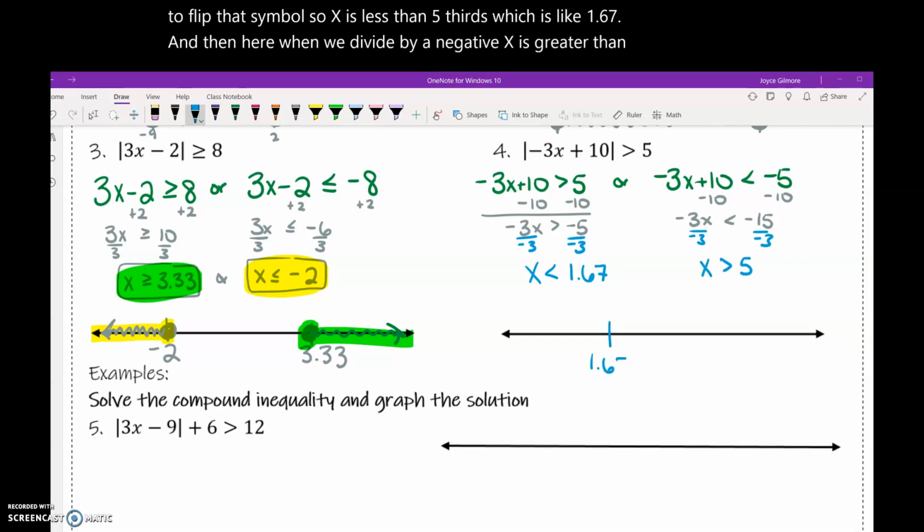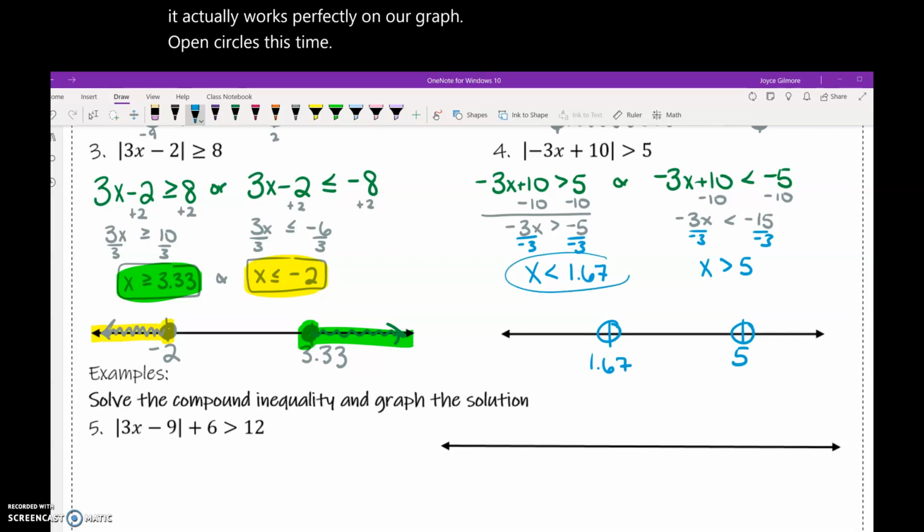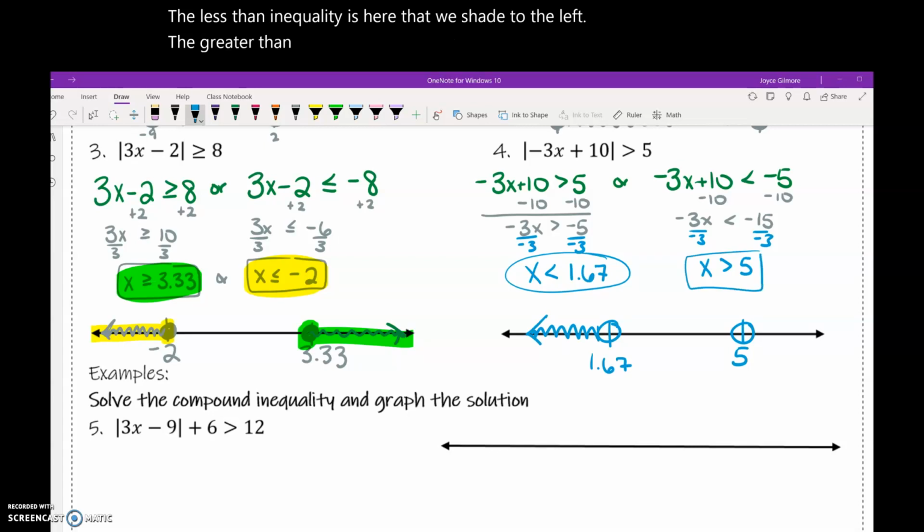So this time, it actually works perfectly on our graph. Open circles this time. The less than inequality is here, that we shade to the left. The greater than inequality, open circle at 5, shade to the right.